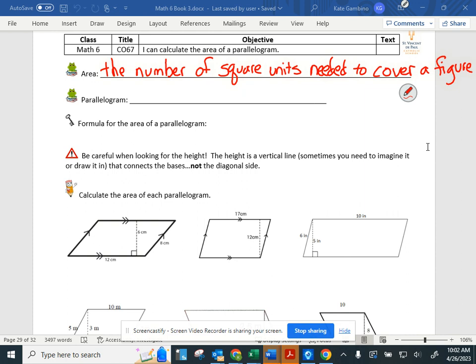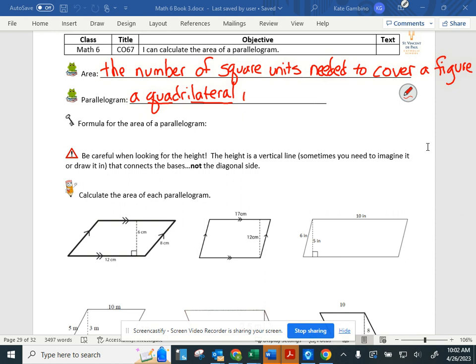Now a parallelogram is a quadrilateral. So what have we learned about quadrilaterals? Quad means four, lateral means sides. So it's still going to have four sides, but it's not going to have those right corners like a rectangle and square have.